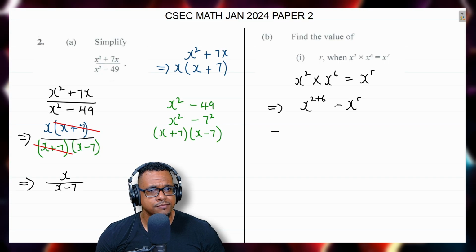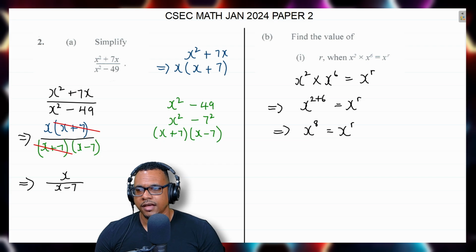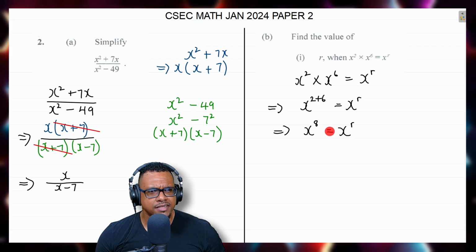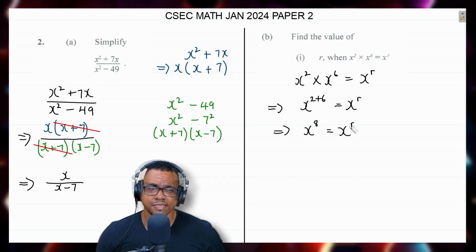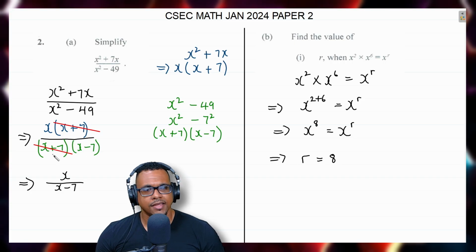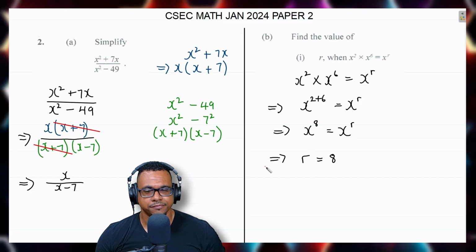and 2 plus 6 is 8. So again, this would imply that we have x to the power of 8 is equal to x to the power of r. And now, since the two bases are the same and we have an equal sign, then that has to mean that 8 is equal to r, or you could say r is equal to 8. So this implies that r is equal to 8. And this will be your answer. You have found the value of r.